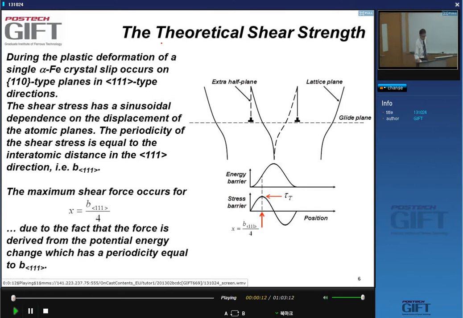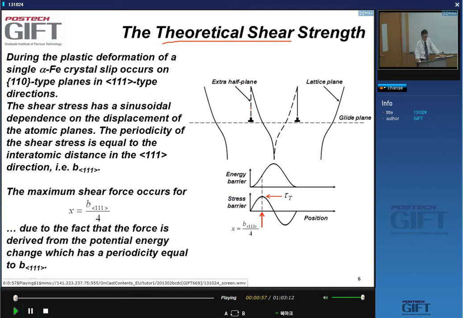So one of the things we're going to have a look at now is the basic strength of alpha iron and gamma iron in terms of plastic deformation. So what would be the stress you have to apply to get the crystal to deform, or a grain to deform? Okay, and we'll come to this concept of what's called Peierls force today. But let's first have a look at the theoretical shear stress.